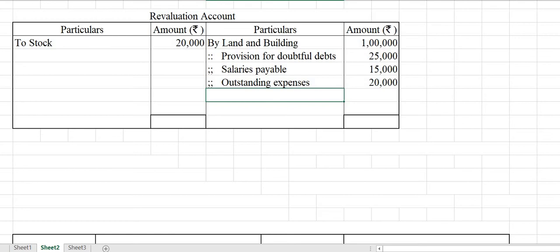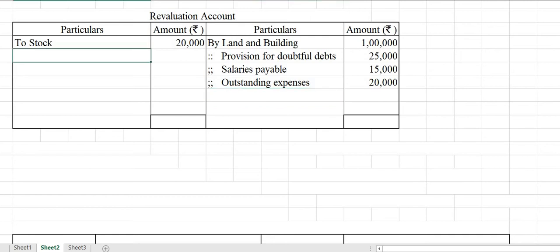Then goodwill is valued at rupees 60,000. Goodwill is given. So what to do? We have to find out the gaining ratio and sacrificing ratio among the partners, and gaining partners should compensate the sacrificing partners, and that we will classify separately, and that will be shown in the capital account. That means that entry also need not be taken here.